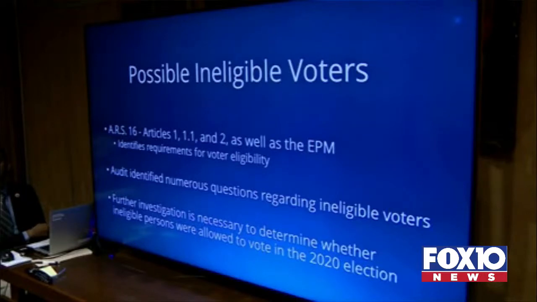The audit identified numerous questions regarding possible ineligible voters. However, these determinations were, as you heard from Mr. Logan, made from comparisons between the county's final voted data and private data sources, not the official voter registration data. So further investigation, with the cooperation of the county, hopefully, is necessary to determine whether ineligible voters were allowed to vote in the 2020 election.